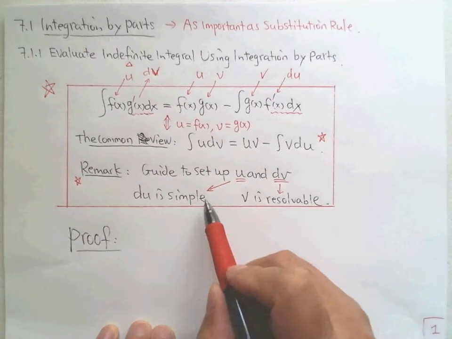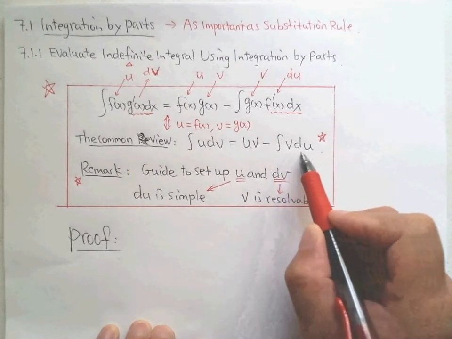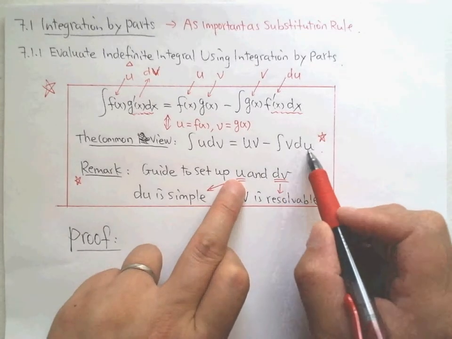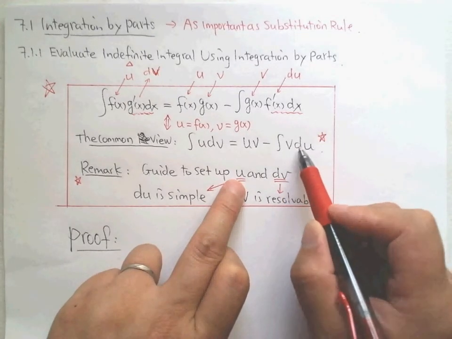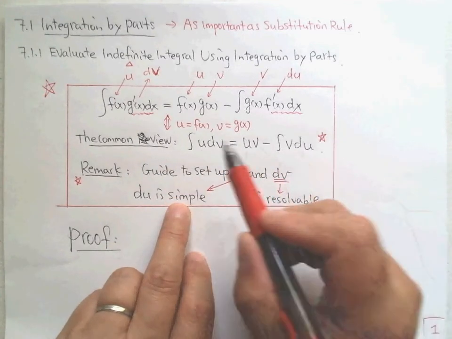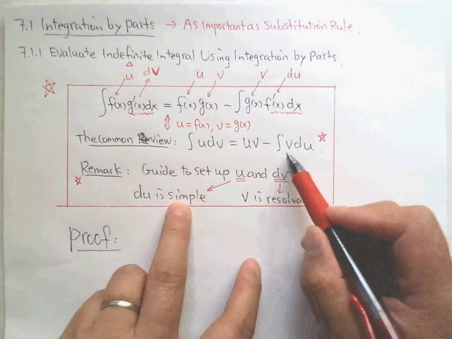So we look at the right here. Usually we need to set up u such that after we take a derivative, du goes much simpler than the original u. Okay, so du should be much simpler than the original u. So we can do the calculation easier than the original one.